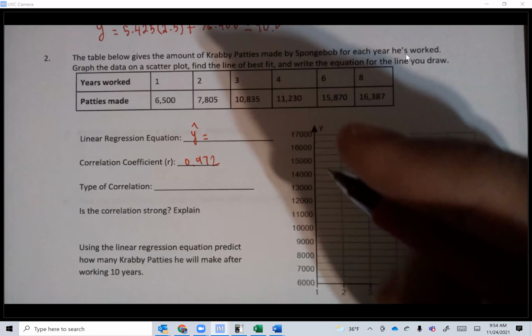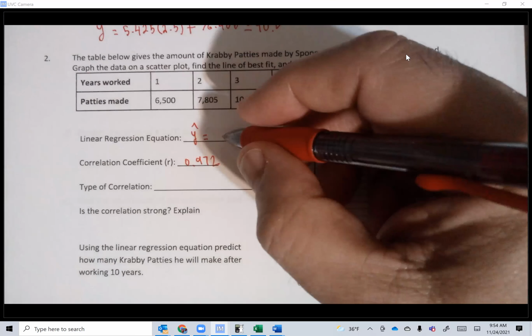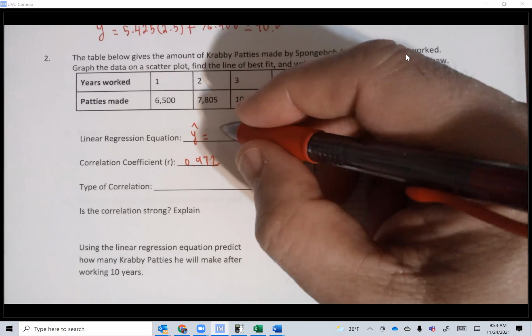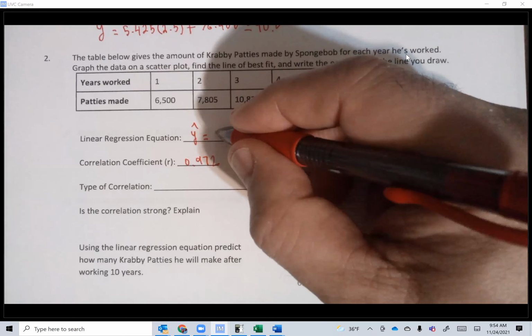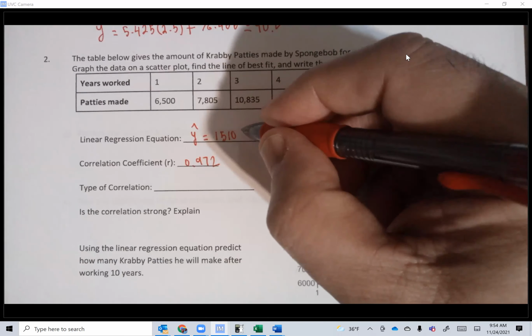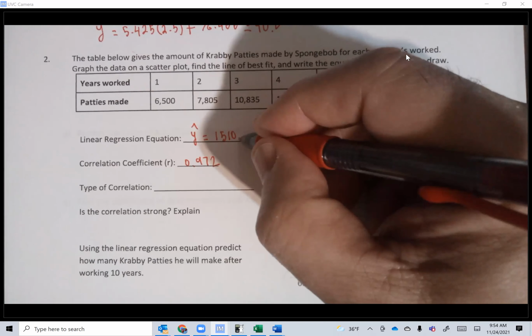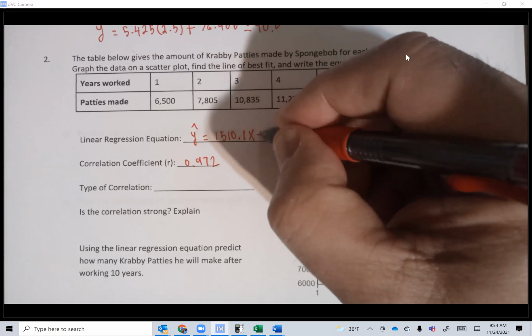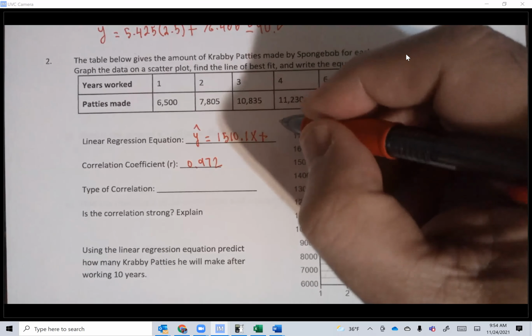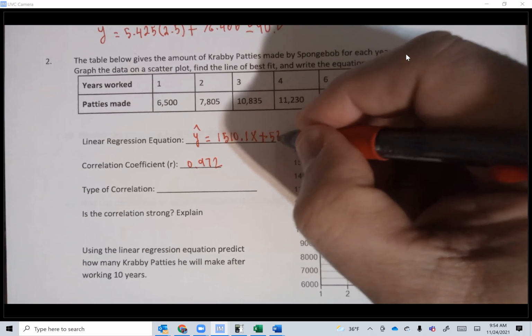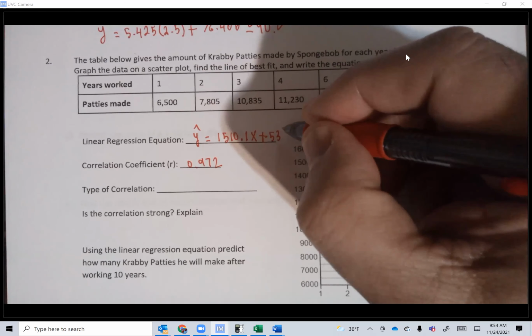So R is 0.972, y hat is, a is 1510. Let me do it to one decimal place, 0.1x, just to allow room. I will tell you exactly how many decimals. 5397.5.